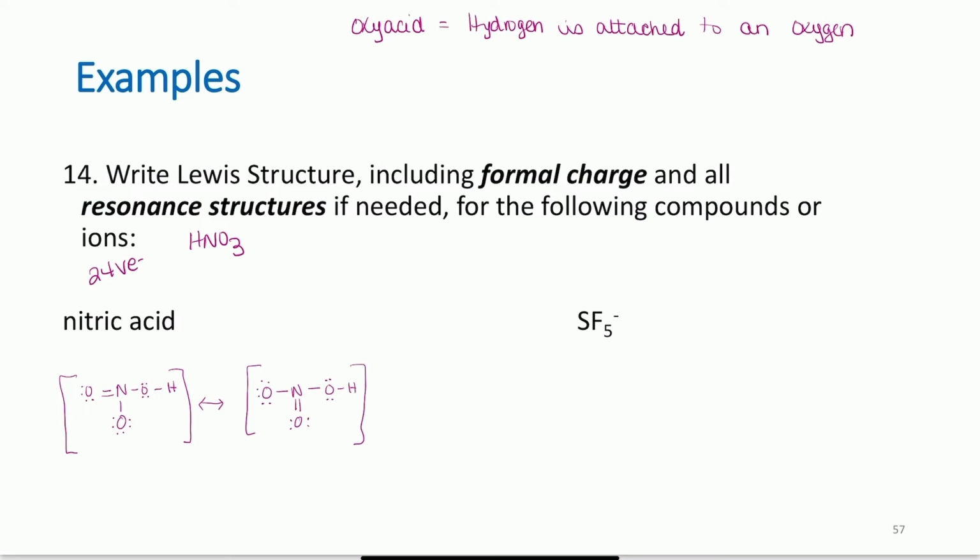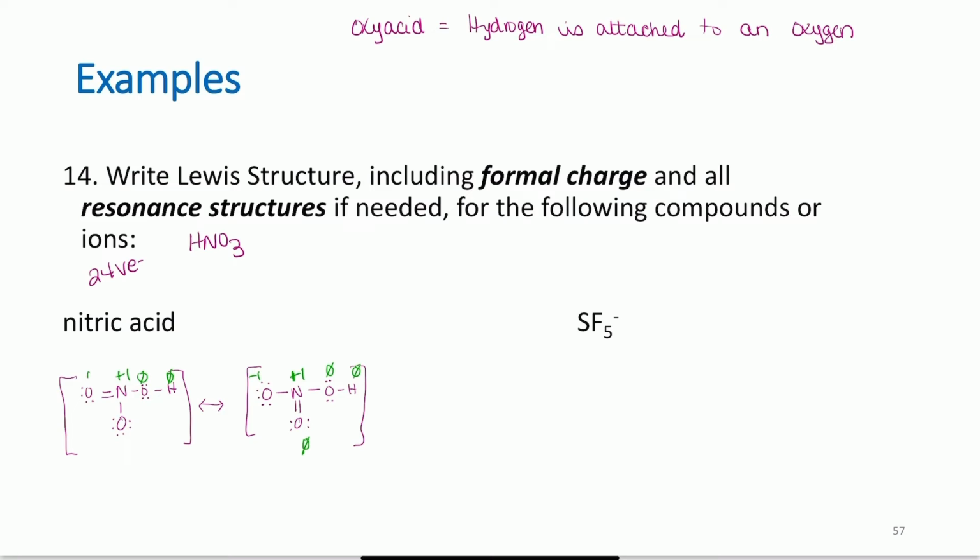If I look at formal charge, +1, 0, 0, -1, 0, 0, 0, +1, 0, -1. Overall, it still has a zero formal charge, even though two of the atoms themselves have charges. I can't minimize further than that because nitrogen and oxygen can't have more than 8 electrons.